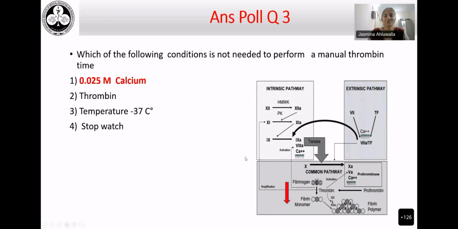Yes, absolutely correct. It is a thought in our heads that all clotting reactions need calcium, but once thrombin is formed, then no calcium is required. So that's true. We don't need calcium in this reaction.